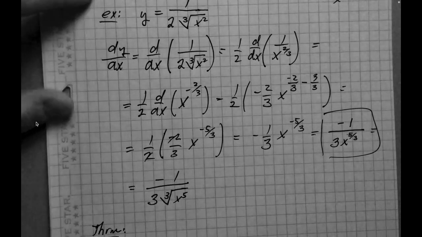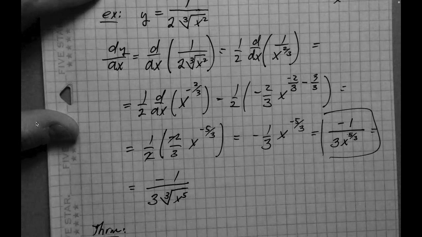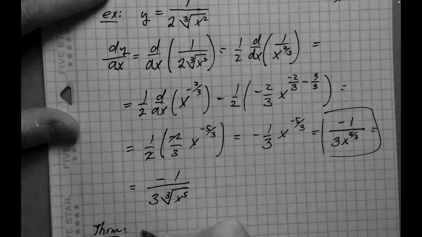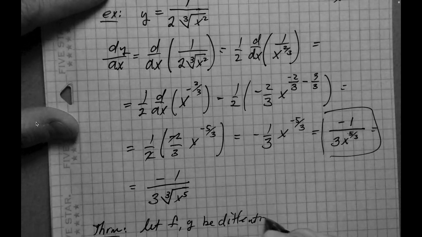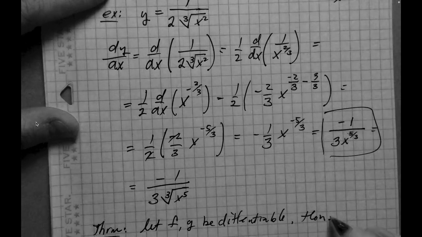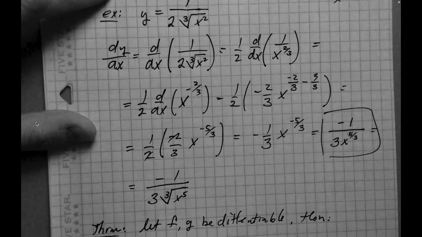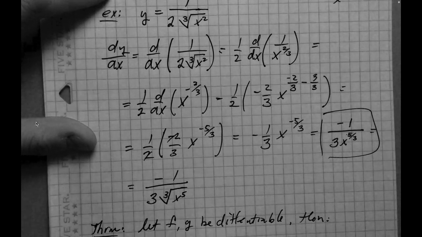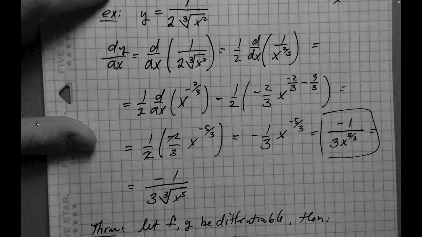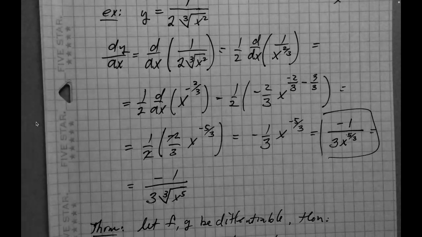So here we're going to start adding and subtracting functions. So let's let f and g be differentiable functions. Then here's what you get. So if I add f and g, the derivative of f of x plus g of x, well, that's just f prime of x plus g prime of x. And if I subtract them, it's the same.